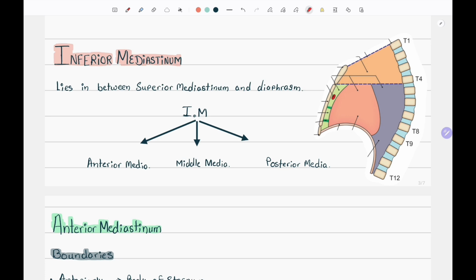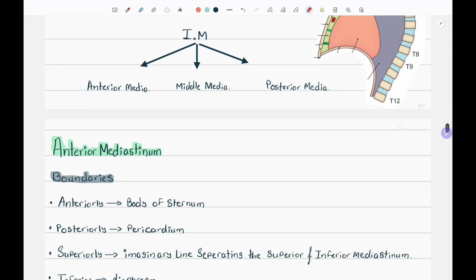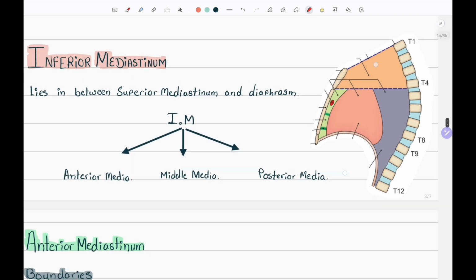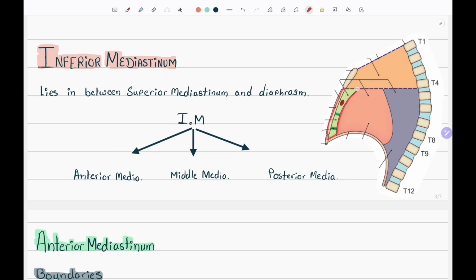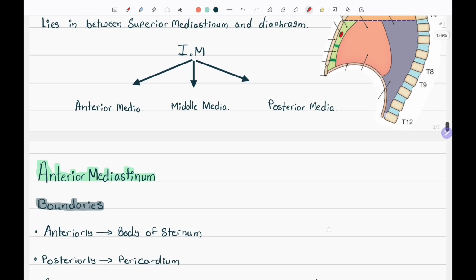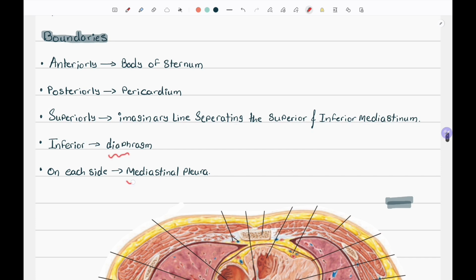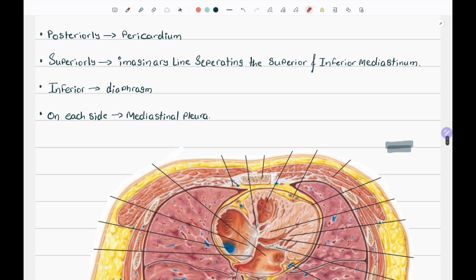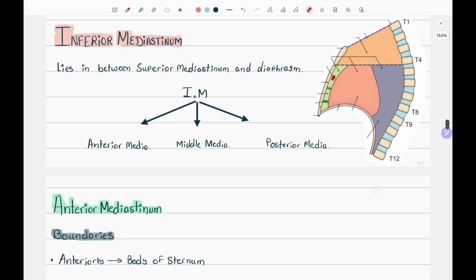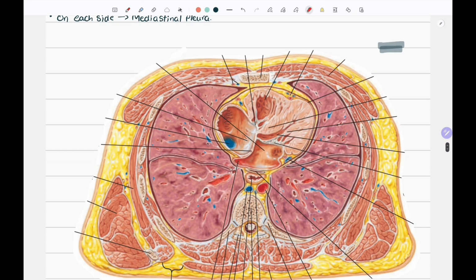Now we'll be covering these three one by one. The anterior mediastinum. This green colored space is our anterior mediastinum. The boundaries of the anterior mediastinum: anteriorly the body of the sternum, posteriorly the pericardium, superiorly an imaginary line separating the superior and inferior mediastinum, inferiorly the diaphragm, and on each side the mediastinal pleura. I'll explain this with the help of this diagram.